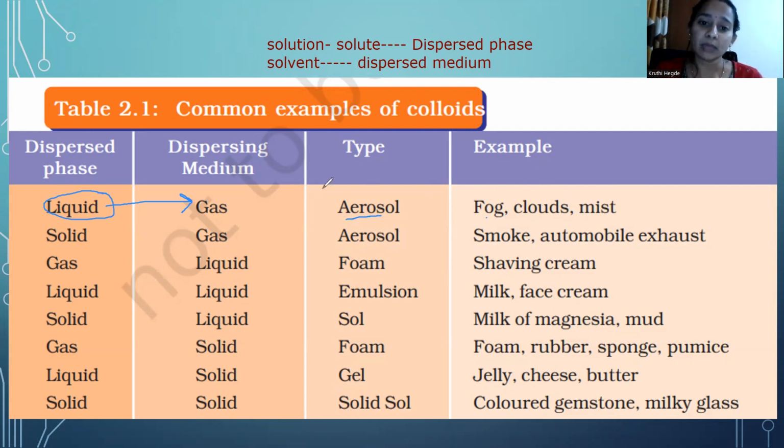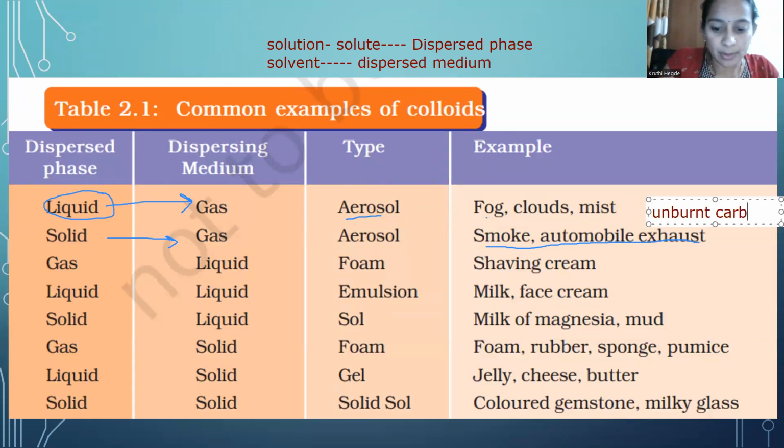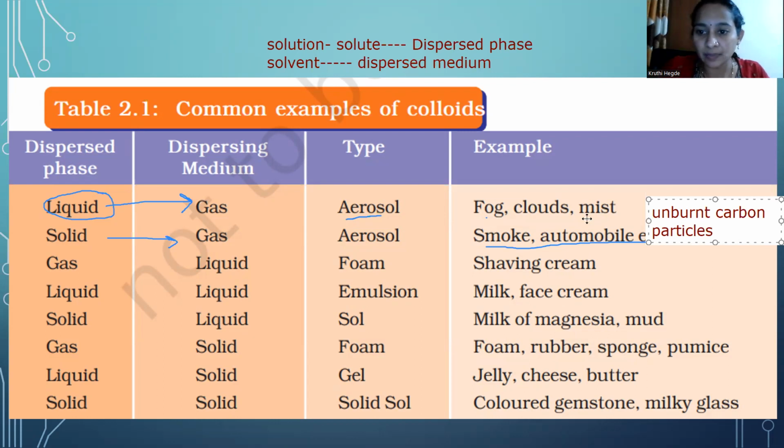That is called an aerosol, and these are the examples for colloid. Then solid in gas: sometimes a solid is dispersed in gas. When a solid is dispersed in gas, it is also called an aerosol. For example, smoke and automobile exhaust. In smoke and automobile exhaust, there will be unburnt carbon particles. Okay, in case of smoke, it will have unburnt carbon particles present in gas, in case of automobile exhaust and smoke.